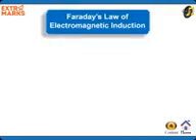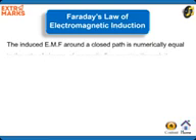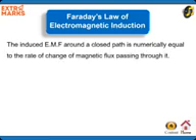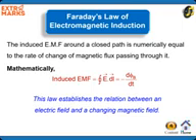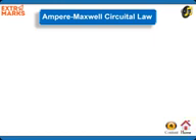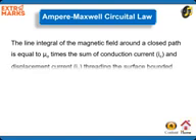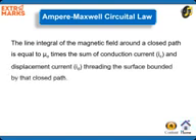Faraday's law of electromagnetic induction states that the induced EMF around a closed path is numerically equal to the rate of change of magnetic flux passing through it. Ampere-Maxwell circuital law states that the line integral of the magnetic field around a closed path is equal to mu naught times the sum of conduction current and displacement current threading the surface bounded by that closed path.